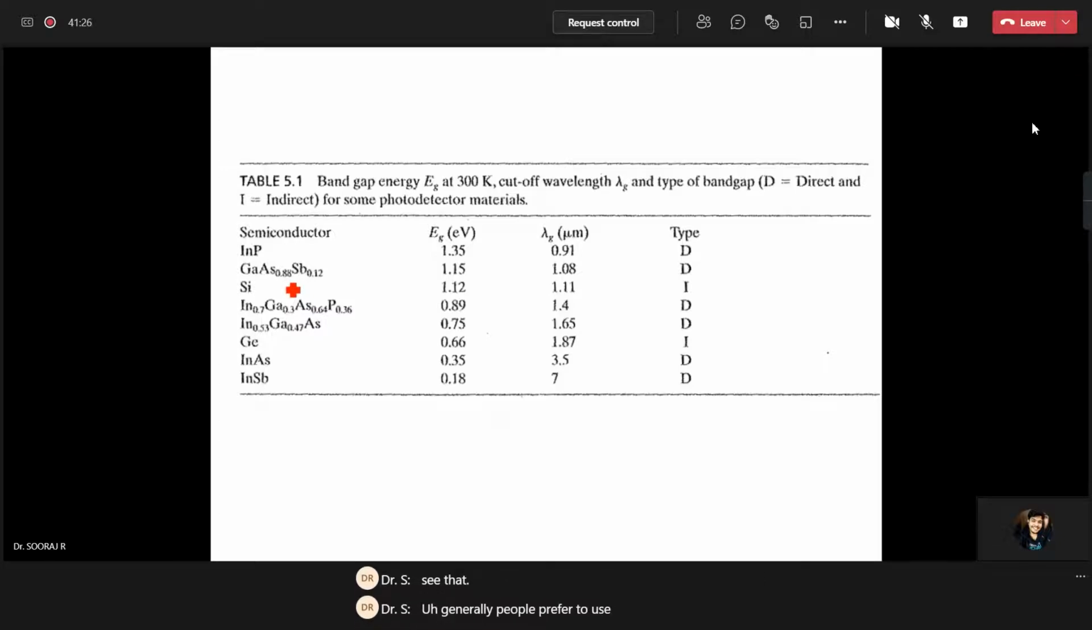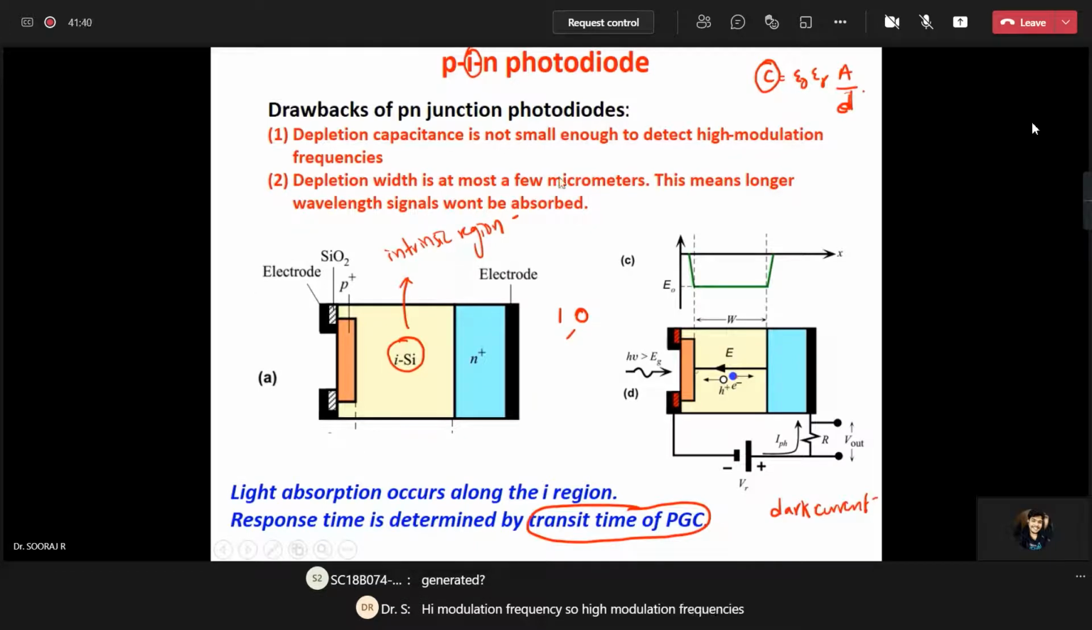Sir, this high modulation frequency waves, how are they generated? High modulation frequency, you mean this one? Yes, sir. Like these waves, how are they generated?